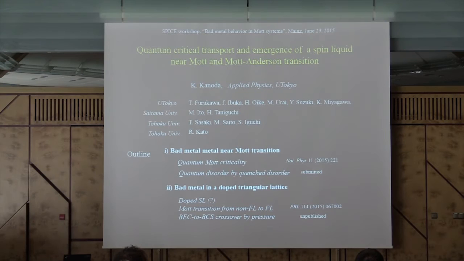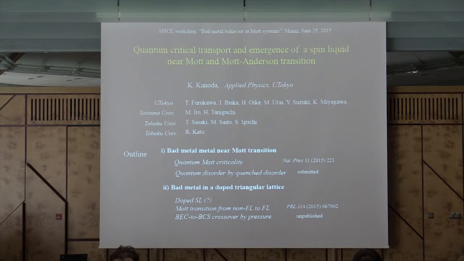The two topics touched are, one, the quantum Mott criticality, and the second one, the quantum disorder by Quincy disorder. And in the last half, I'd like to talk about the bad metal behavior in a doped triangle lattice. This material can be a doped spin liquid candidate. The second finding is a Mott transition or some sharp crossover from non-filled liquid to filled liquid, a metal to metal transition or crossover. The third one is the possible BCS to BEC to BCS crossover by pressure.